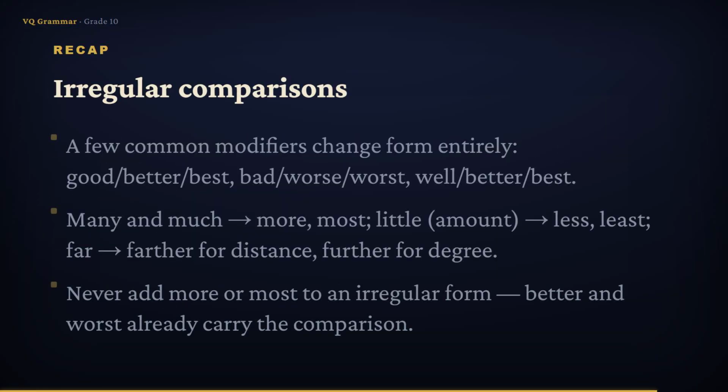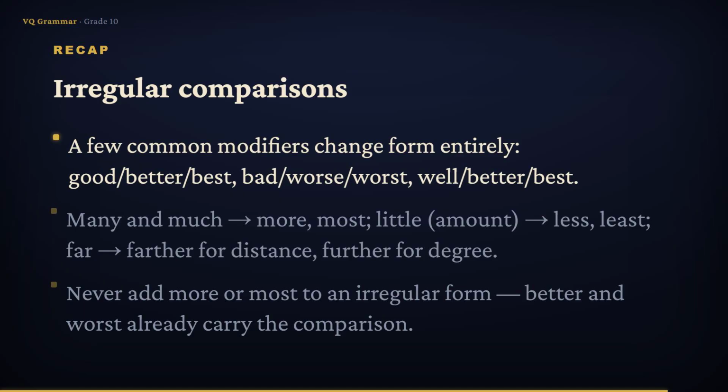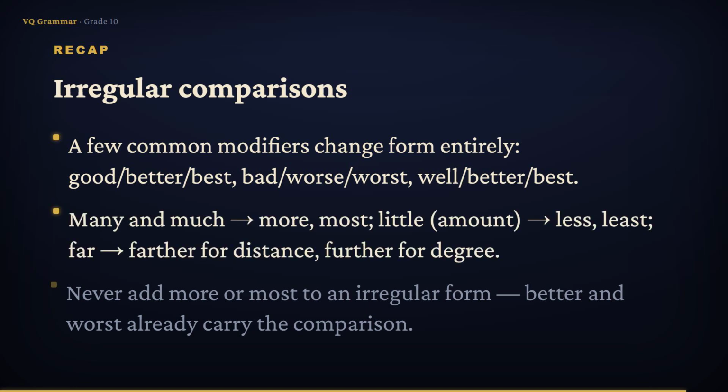Let's gather up what we learned. A handful of very common modifiers take no ending and take no more or most. They change form entirely. Good, better, best. Bad, worse, worst. Well also climbs to better and best, while badly and ill climb to worse and worst. Many and much both become more and most, and little, meaning an amount, becomes less and least.